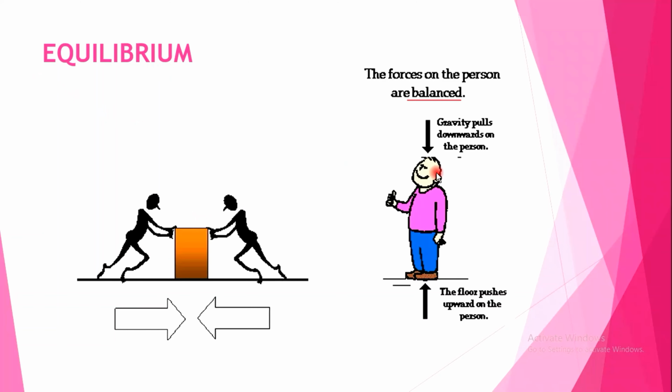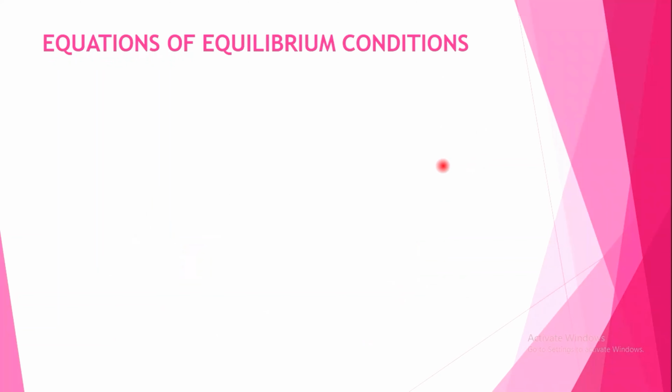In the other figure you can see the person is standing on the floor. If the weight of the person is W, which is going downward, the same force pushes back in the upward direction. This is what we call a balanced condition. In both the figures, the body will not move. So this condition we can call the static equilibrium condition. Now we can move on to the next concept, equations of equilibrium conditions.